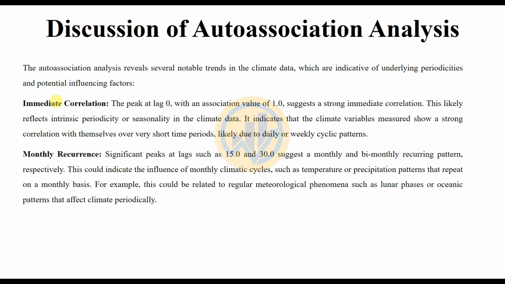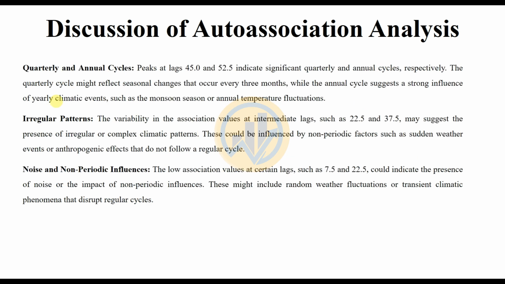climate periodically. Third, quarterly and annual cycles: the peaks at lags 45 and 52.5 indicate significant quarterly and annual cycles respectively. The quarterly cycle may reflect the seasonal changes that occur every 3 months, while the annual cycle suggests a strong influence of yearly climatic events such as the monsoon season or annual temperature fluctuations.